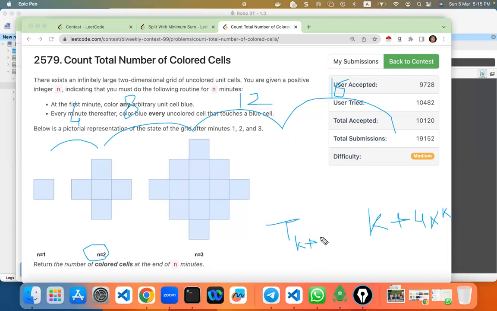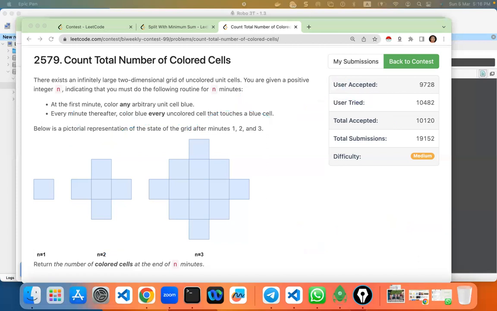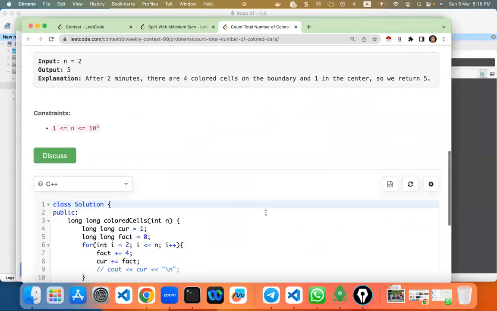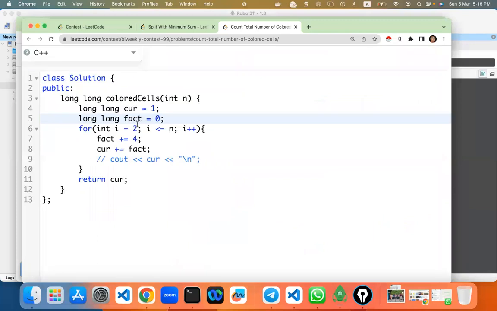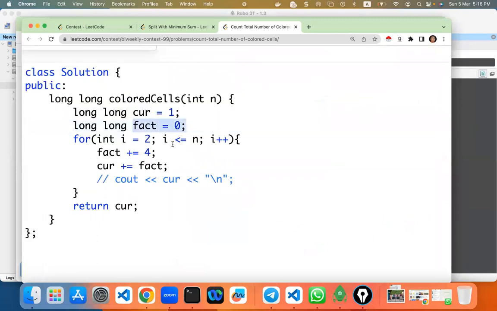So t of k plus 1 is equal to t of k plus this. This we can generalize, but this we can't. Ultimately it depends on the previous one. Even I, after coming up with the pattern, just did a brute force on this, and that should lead us to a solution. You start with the current value and the factor we are adding, and with every term, keep incrementing the factor and keep updating the current, and finally that is the answer.